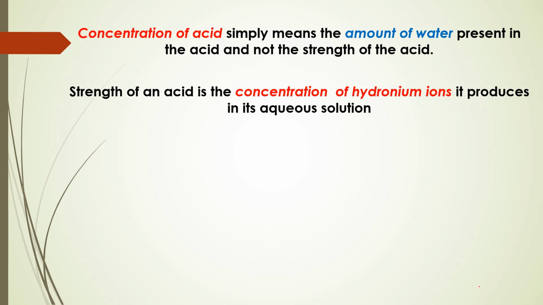Whereas strength of an acid is the concentration of hydronium ions it produces in its aqueous solution. So there is a difference between concentration of an acid and strength of an acid. Strength is how many hydrogen ions it produces in its aqueous solution. If the acid produces more hydronium ions, it is called a strong acid, whereas if it produces fewer hydronium ions, it is called a weak acid.